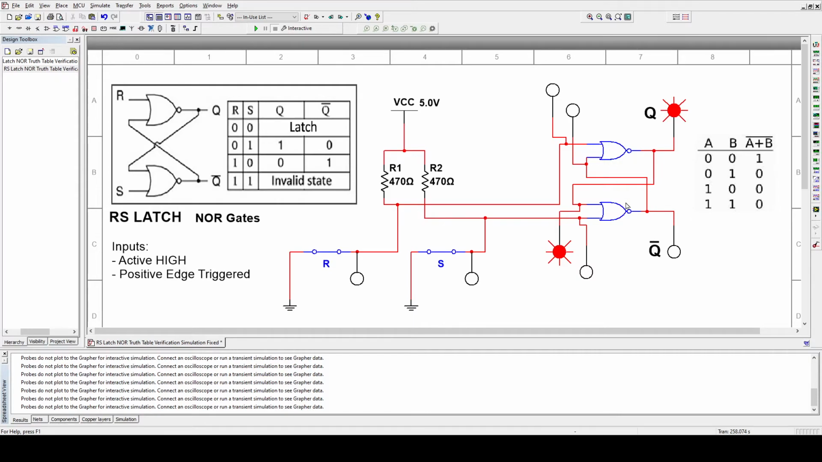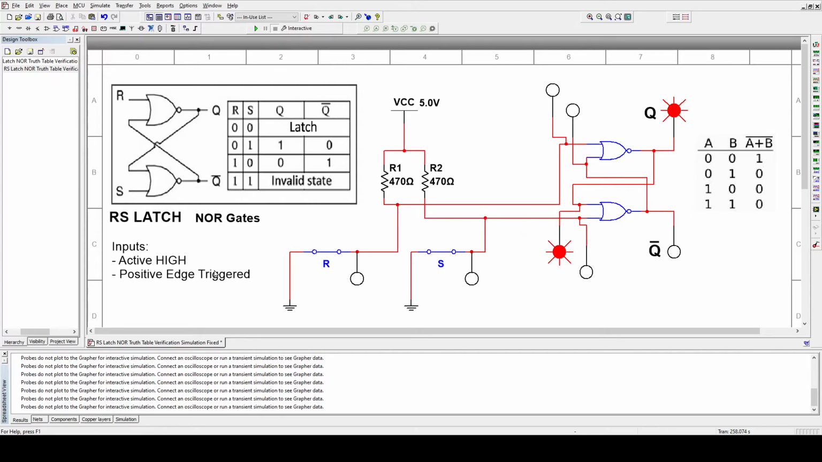Now I'm going to encourage you to use the other arrangement of the RS latch. Instead of using the NOR gates, do it with the NAND gates, and you can figure out whether this thing is still going to be active high, or still positive edge triggered. It is going to work as it should, but the input is going to be provided in a different way.